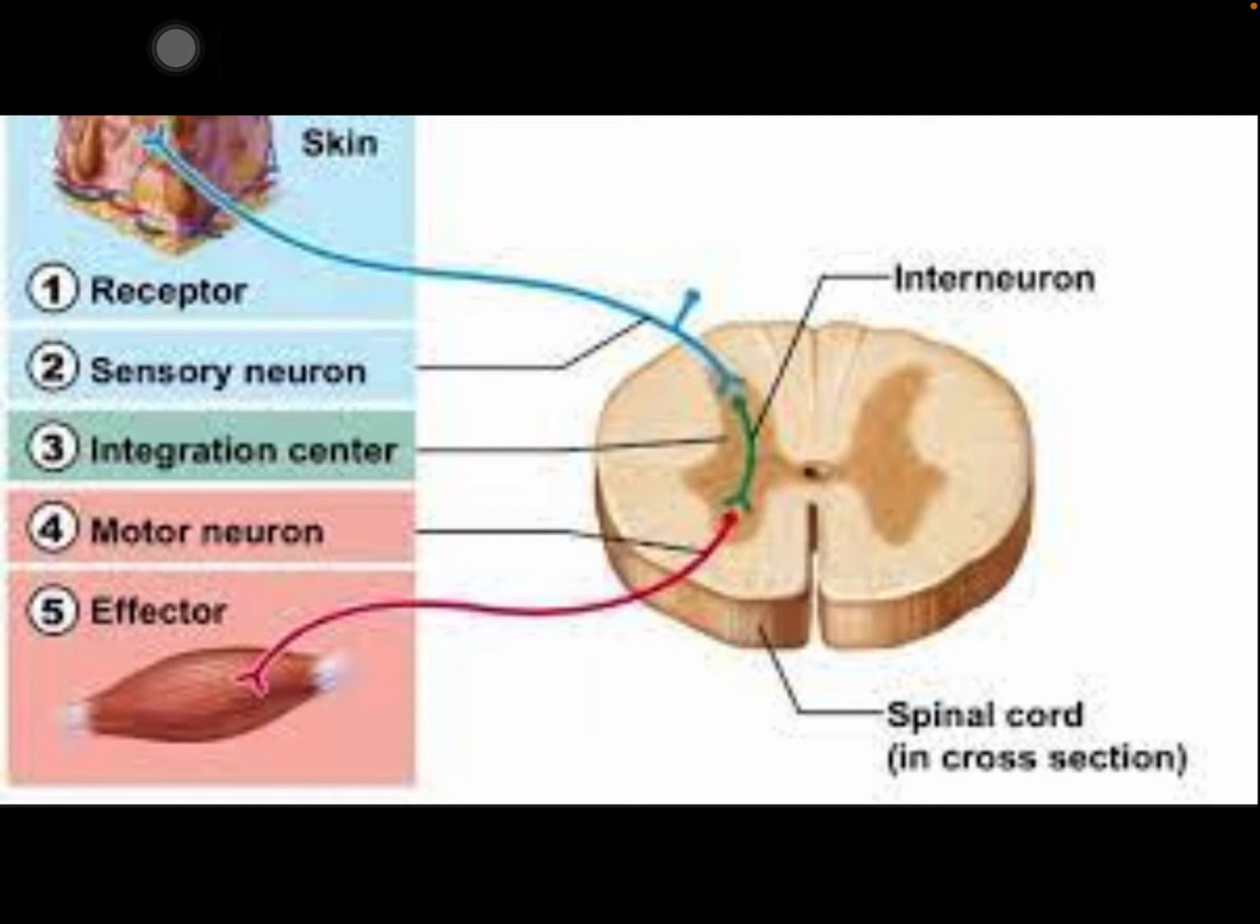And then we have the interneuron, which serves as a processing center, conducts an impulse from the sensory neuron to its synapse with a motor neuron. And then we have the motor neuron, which conducts an impulse from the brain or spinal cord out the synapse with an effector. And finally, we have the effector, which responds to a stimulation by the motor neuron and produces the reflex or behavior action.